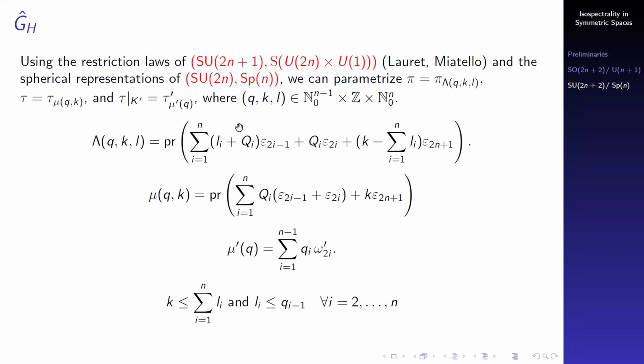Here, this capital Q_i is a number that depends on Q and on i. It's the sum of the elements of Q until the i-th component. These L_i are the components of L, and we have these three. So this is the weight.